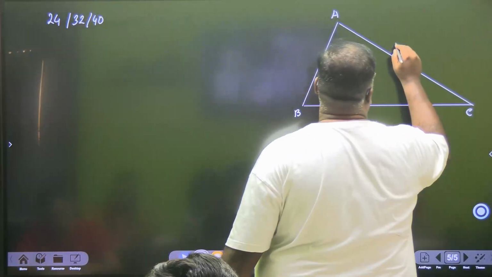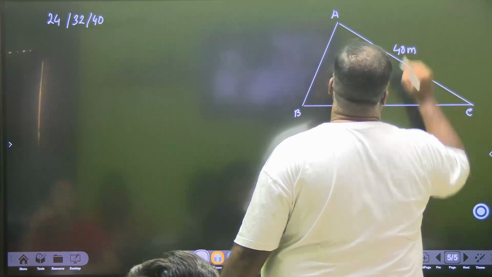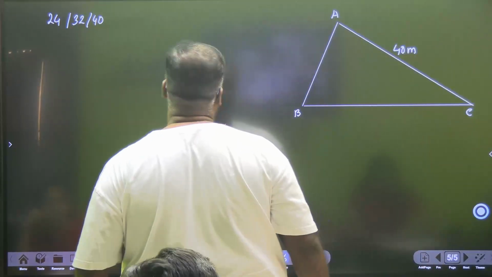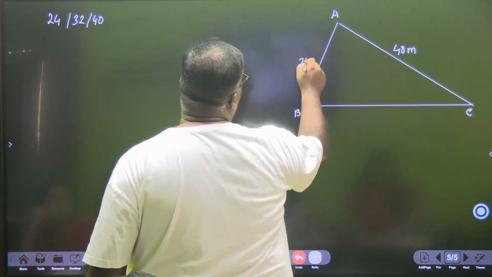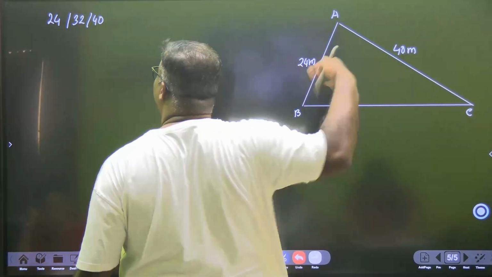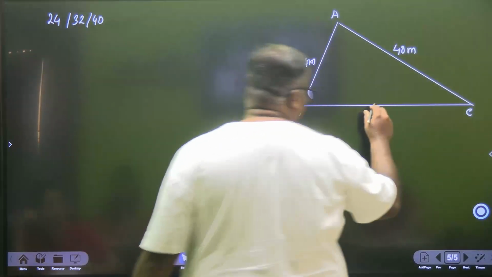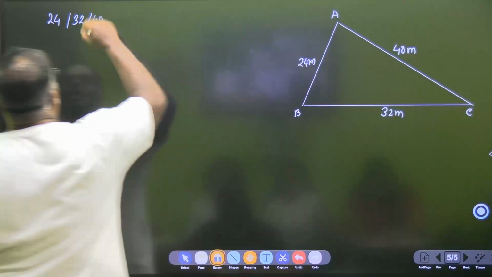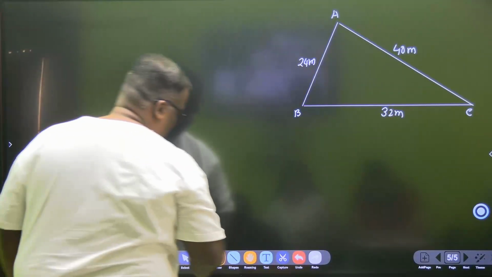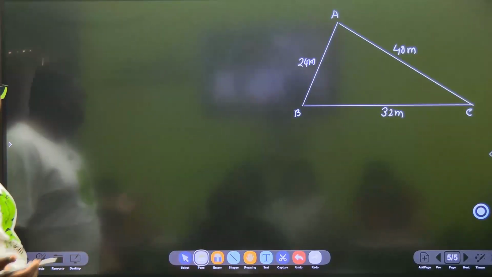AC is 40. These are in meters, some agricultural plot. Which one should I take? 24? AB. That side. And this one. This side, sir, this side. 32 meters. Are we fine? Now, I'm just showing you how you can make your calculations easier to find out the area of this triangle.